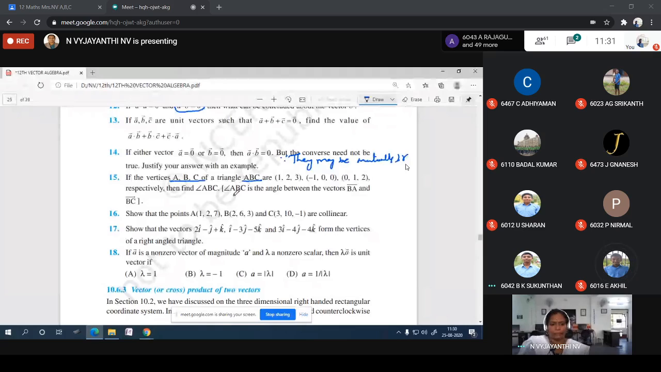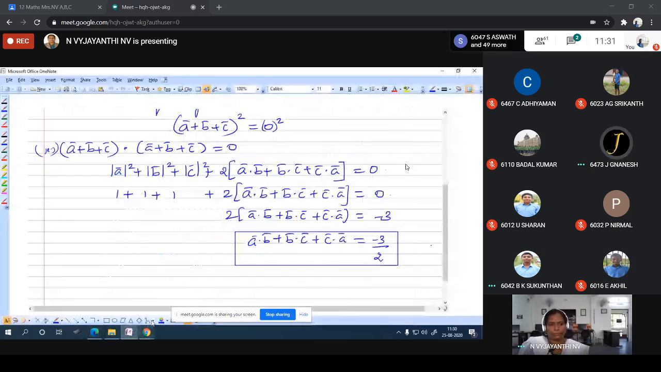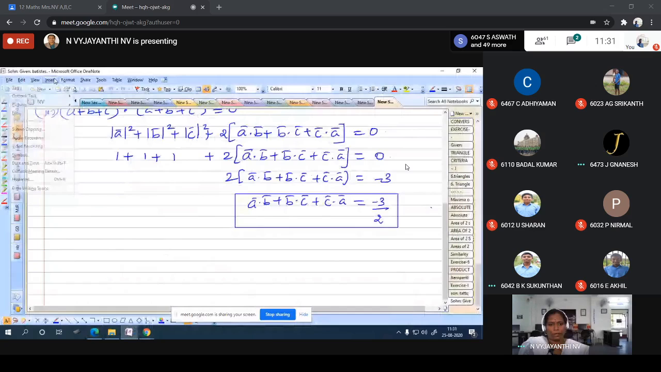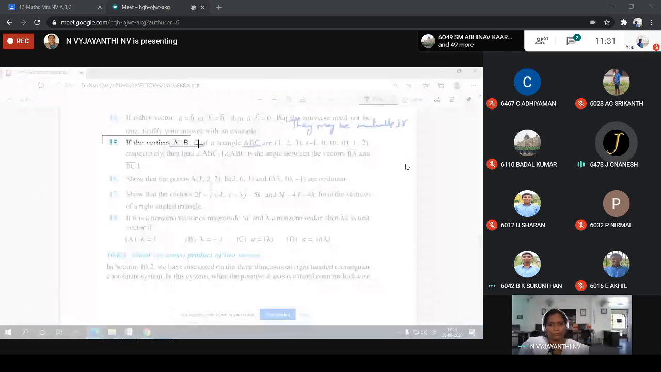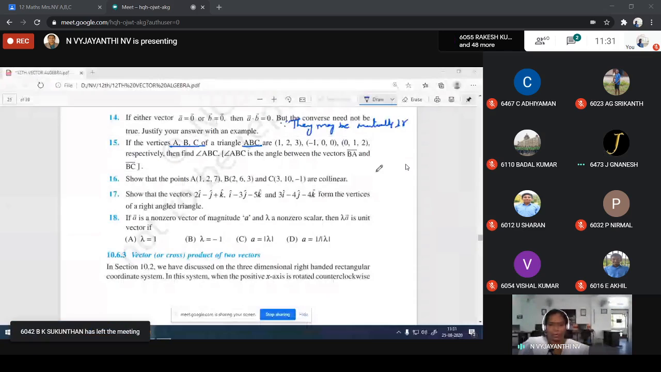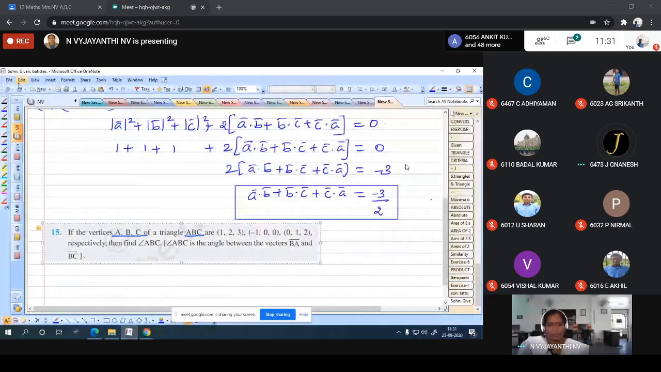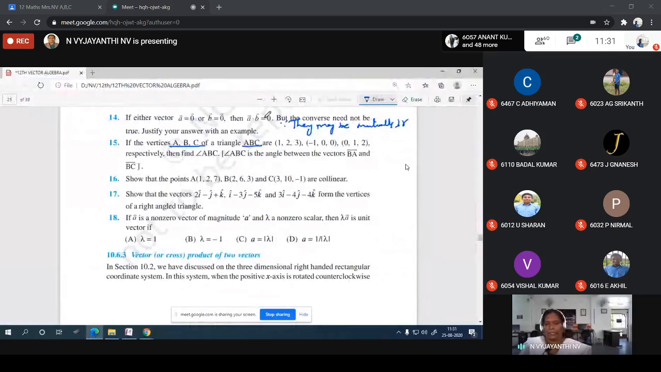Ma'am, but even then the result will be 0 only. Then A into B, A dot B, will be 0 only. But they are asking the converse. Converse means if A dot B equals 0, what does it mean? Will it mean that A equals 0 or B equals 0 alone? No, we have a third case: A and B can be mutually perpendicular also, isn't it?